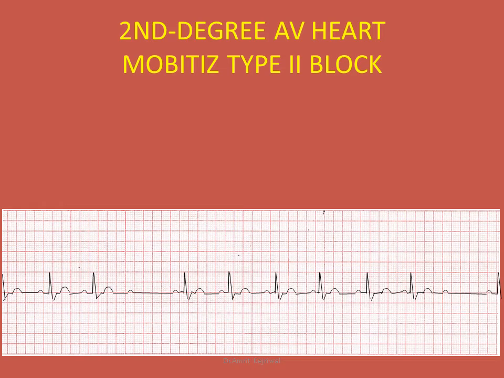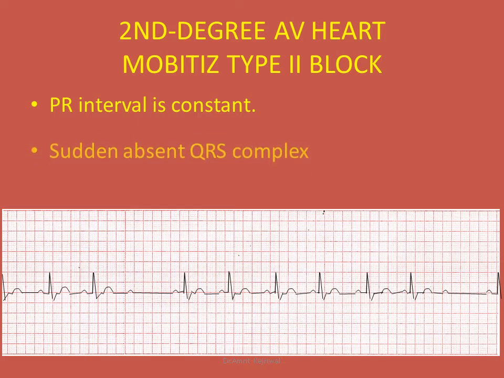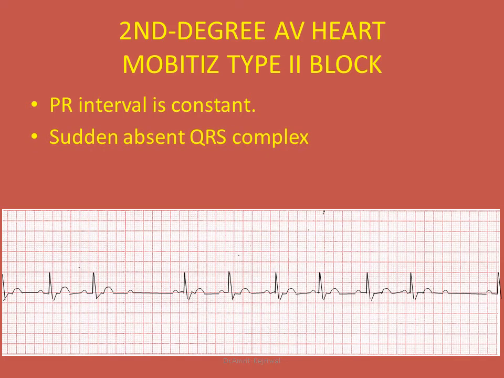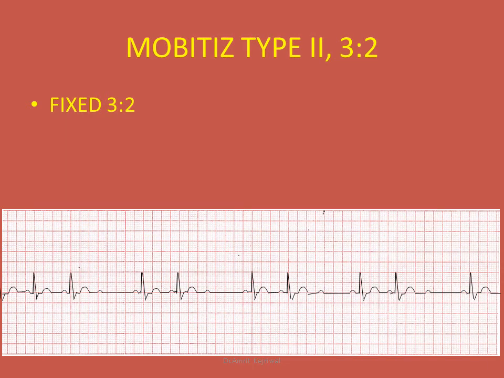Second degree AV block, Mobitz type 2: the PR interval is constant and there is sudden absence of the QRS complex. So you can see the PR intervals are constant and here is the QRS complex which suddenly drops, sometimes after 5 beats, sometimes after 3 beats. Sometimes the dropping of the QRS complex may be quite regular.